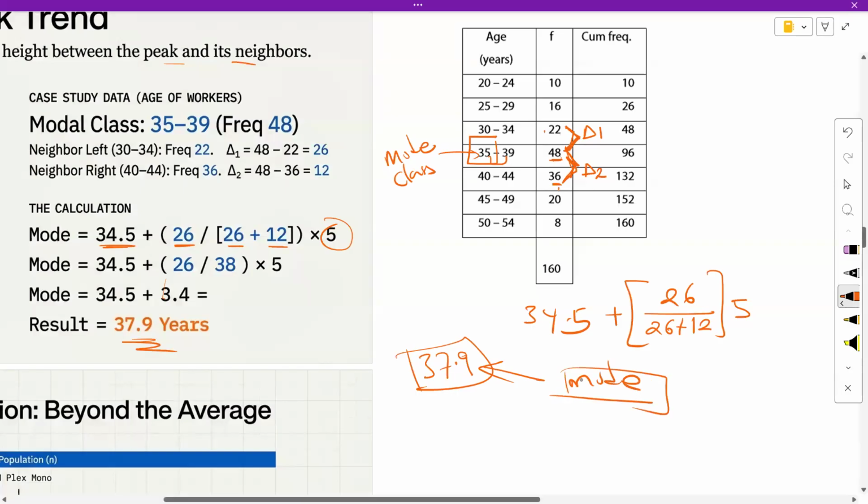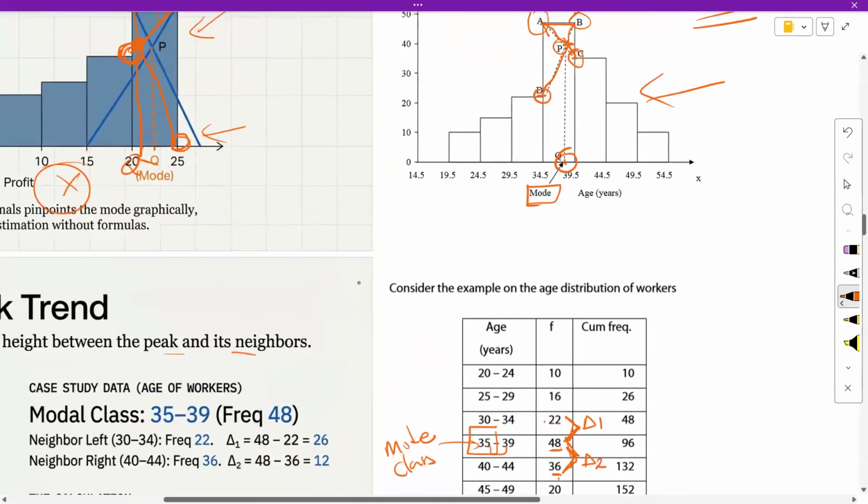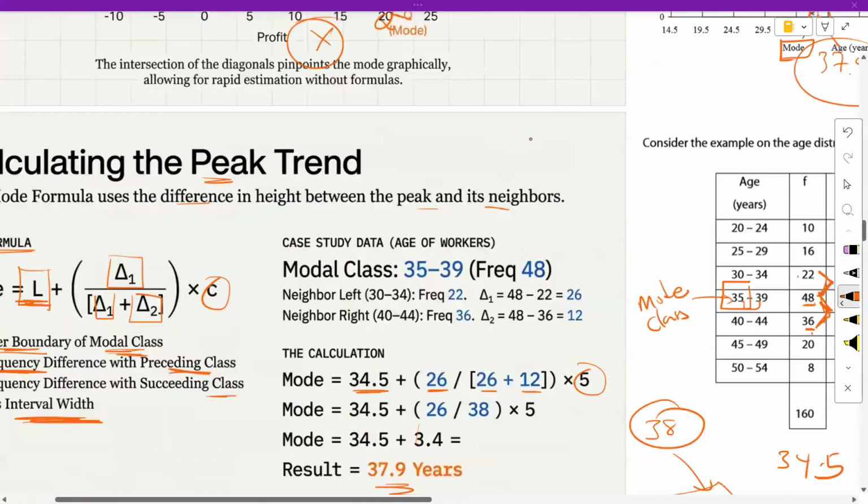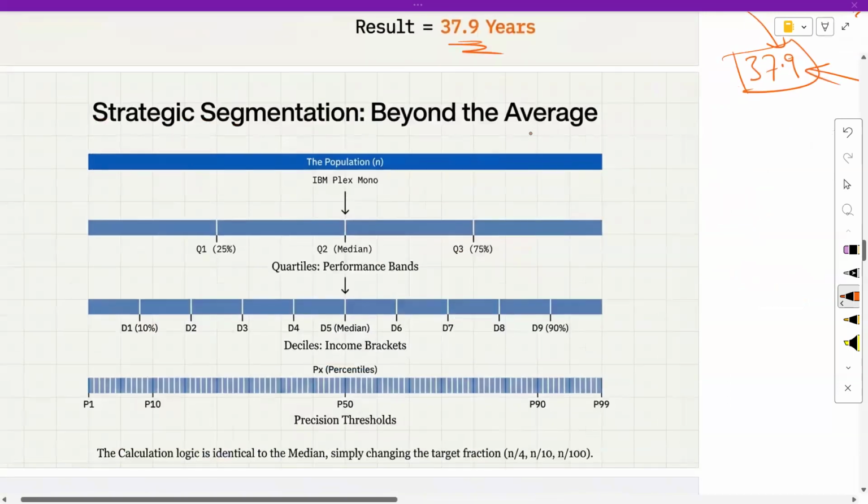It means there are many employees whose age is approximately 38. And when you see the graph as well, you can get the same answer, 37.9, this value. So this is the way of calculating the mode. And so we have identified the mean, standard deviation, median, and mode.